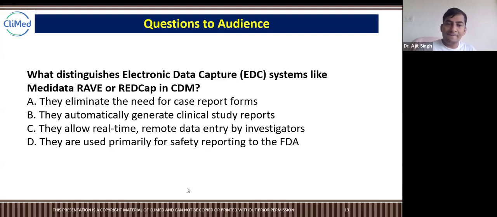Yes. B. Okay. Automatically generate the case report forms. Anyone else who wants to answer this?